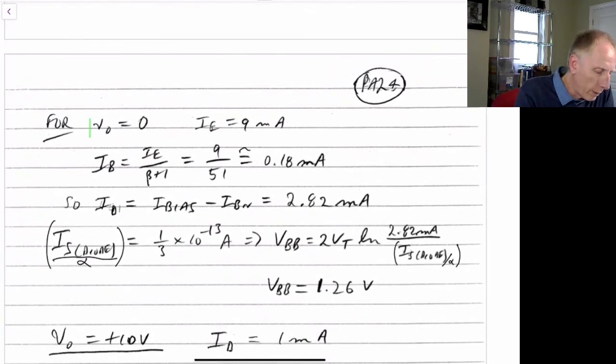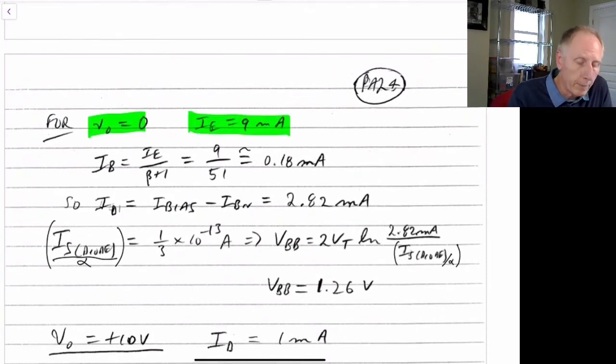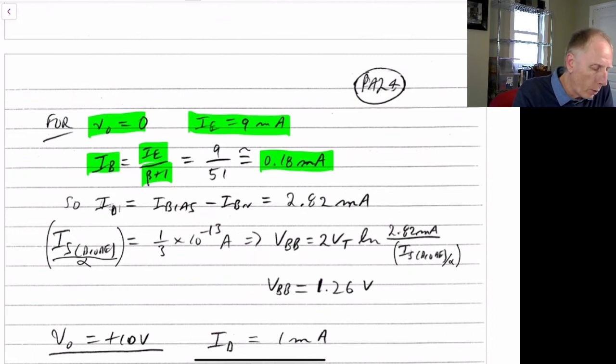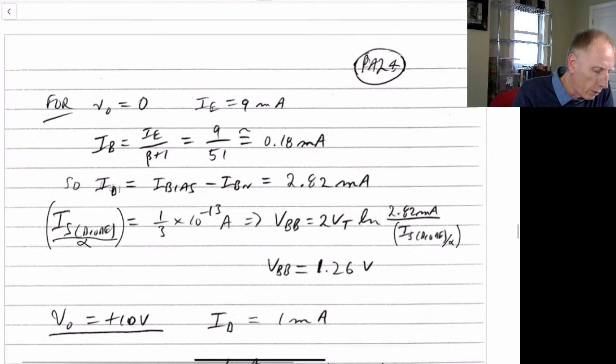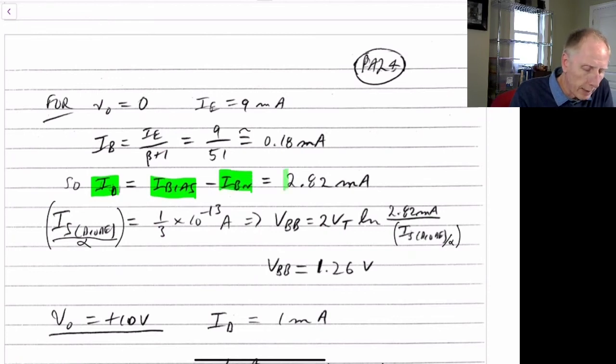So in the case where the output is equal to 0, our emitter current will be 9 milliamps, as I mentioned, when we're not driving any load. The base current going into that NPN transistor will be that emitter current divided by beta plus 1, which works out to be about 180 microamps, or 0.18 milliamps. So that means that the current going through the diodes in that particular case is 3 milliamps, which is our nominal bias current, minus this 0.18, so it's actually 2.82 milliamps will be going through the diodes in that particular location. And that's when our output is equal to 0 volts.